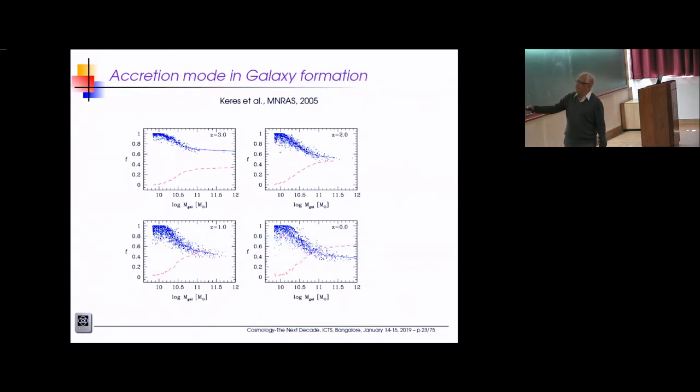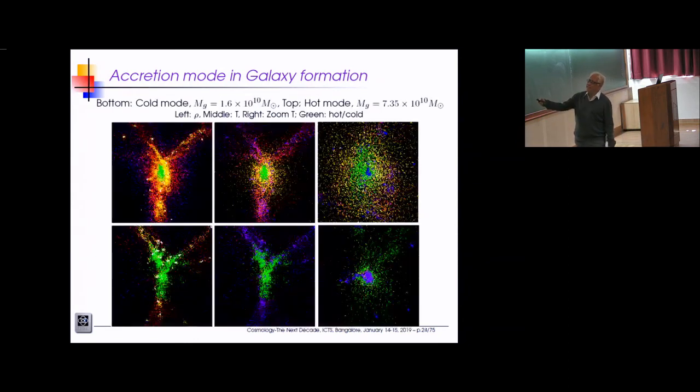As you go to lower redshift, this is at z equal to 0, then only masses below about 10 to the 10.5 have predominantly cold mode, and the higher mass guys have hot mode. And of course, this cold mode accretion also has a different morphology. For example, in the same paper, they showed this. What happens to the hot particles and what happens to the cold particles?